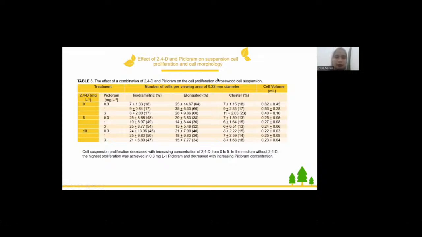Okay, the last, the effect of 2,4-D and picloram on suspension cell proliferation and cell morphology. Table 3, we can see that the cell suspension proliferation decreases with increasing concentration of 2,4-D from 0 to 5. And in the medium without 2,4-D, the highest proliferation was achieved in 0.3 milligram picloram and decreased with increasing picloram concentration.